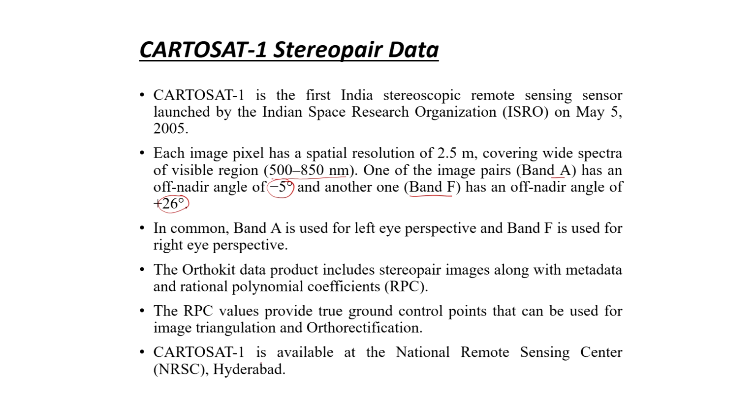So this Cartosat data is available at the National Remote Sensing Center, Hyderabad, and you can purchase this data from the NRSC at a cost of around 2000 Indian rupees per scene, and you can directly order this data from the Bhunidhi portal, as I already discussed in one of our previous labs.